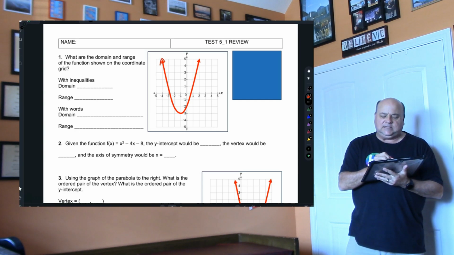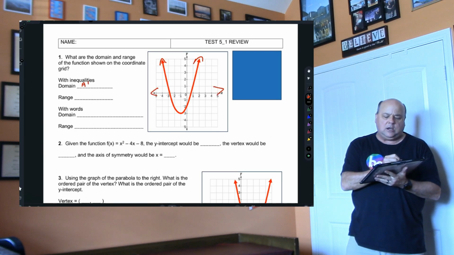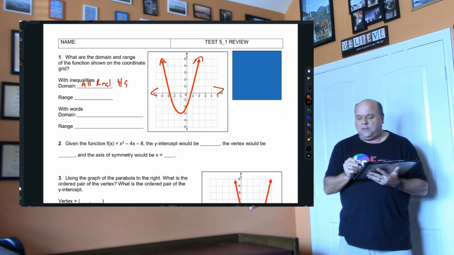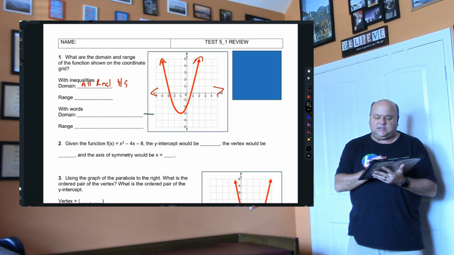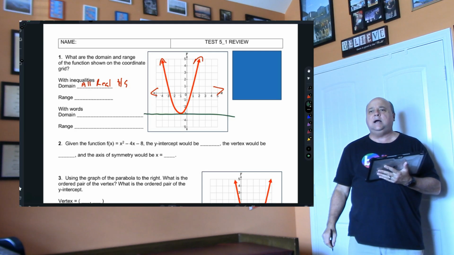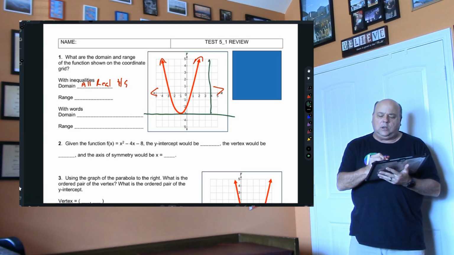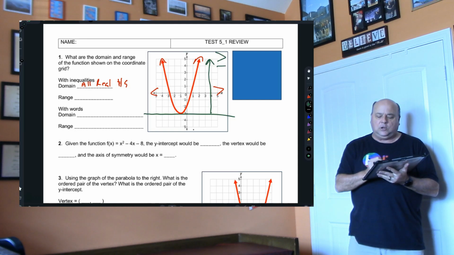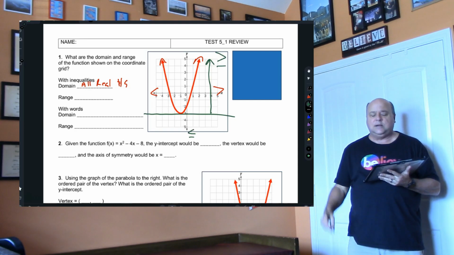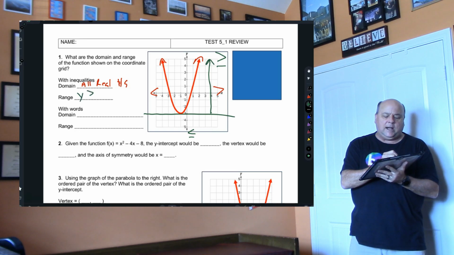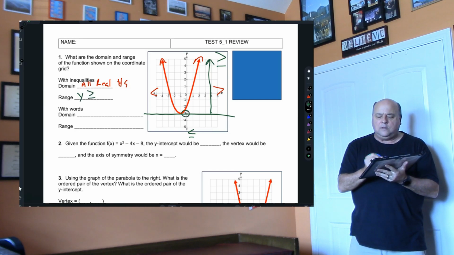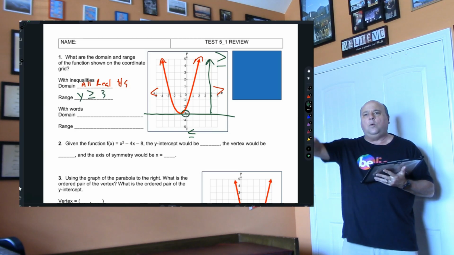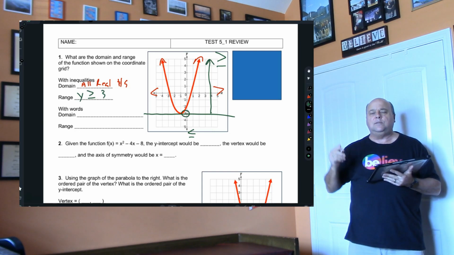Remember the domain: since there are arrow tips on both sides, the domain will always be all real numbers. Now then the range, using inequalities: the graph never goes below that line, right? So the range only goes up, and if you go up, your y's get greater than. If you go down, your y's get less than. So our range is going to be y greater than or equal to -3. All of the y's that are more than -3 are going to be in the range.